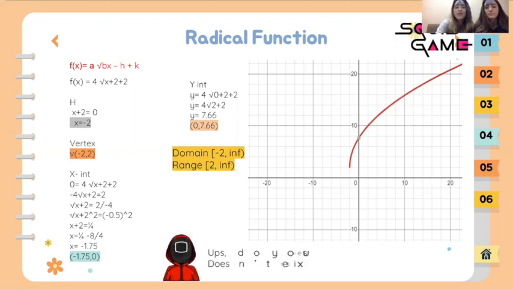Square says, oops, do you see that x-intercept on the graph? It doesn't exist. You just got eliminated.